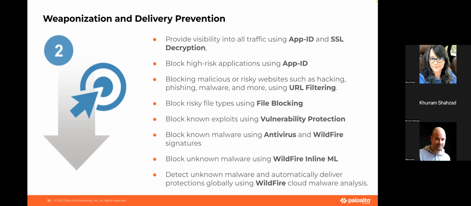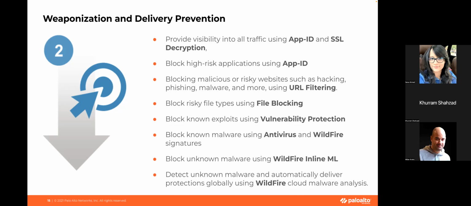We can block known exploits using vulnerability protection. So vulnerability protection will detect the attempts and will block them if configured so. If the file blocking doesn't block the files, then we can block known malware files using antivirus and WildFire signatures.